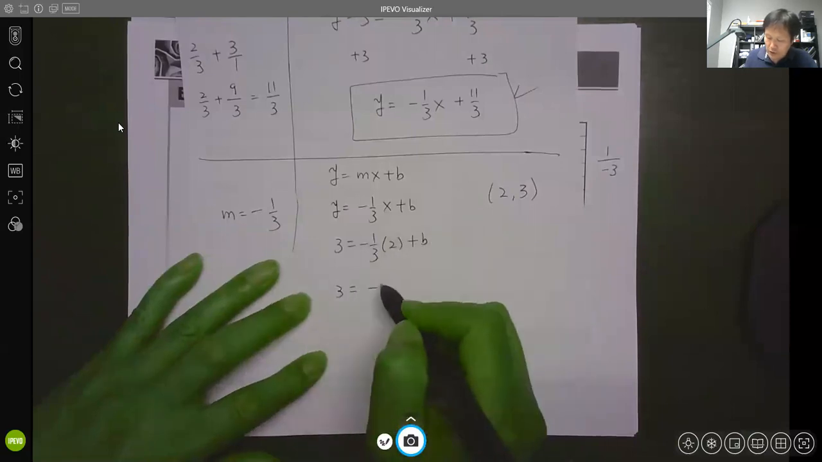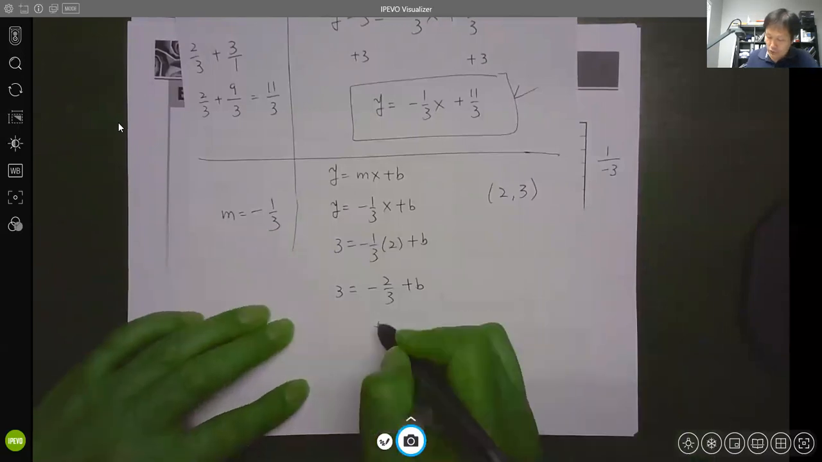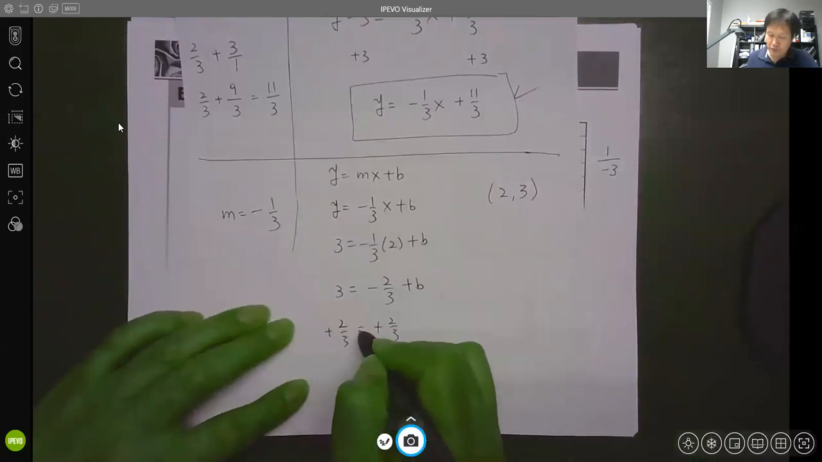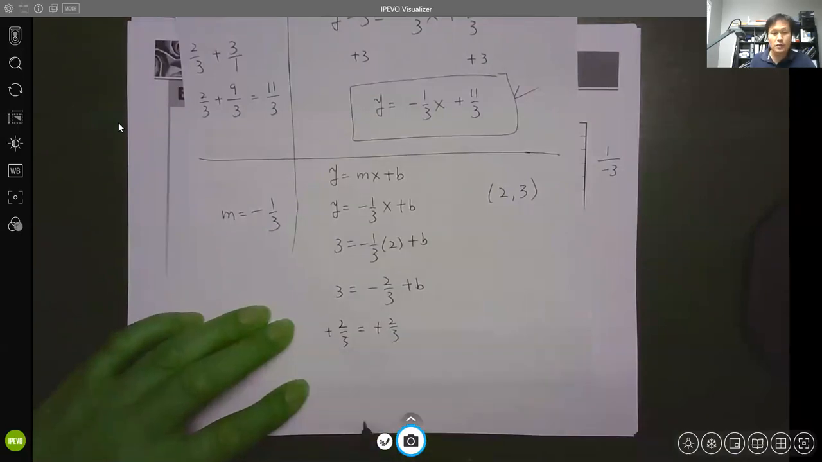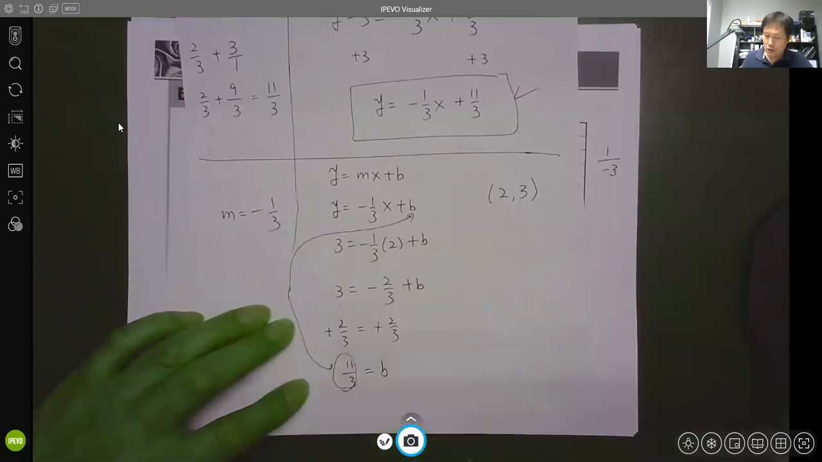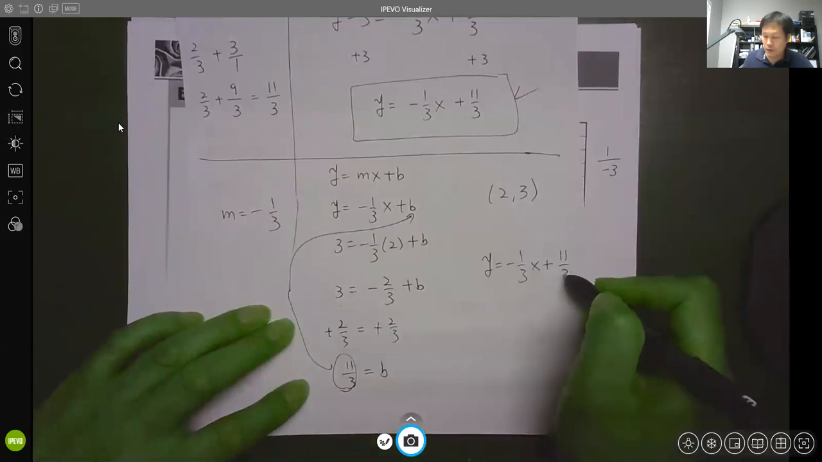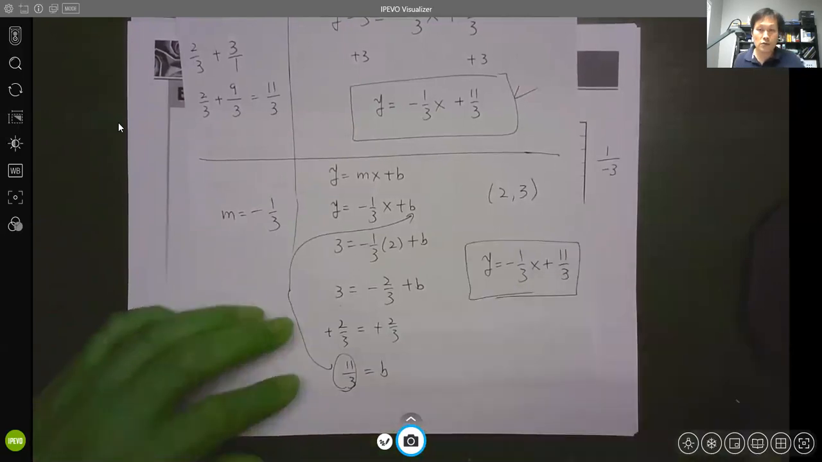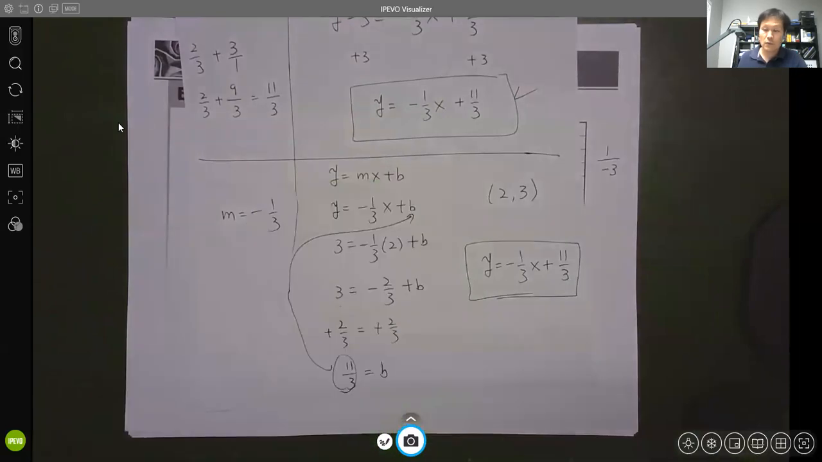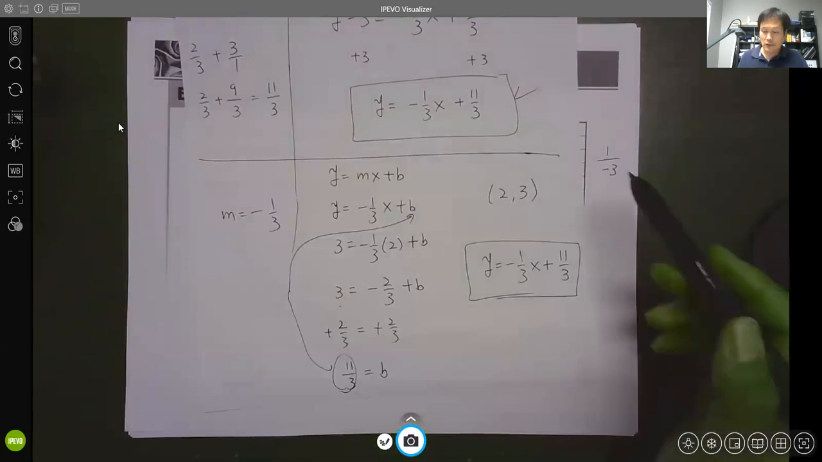So 3 equal to minus 2/3 plus b. Then solve for b. Plus 2/3 both sides. So 3 plus 2/3, we did that calculation over there. 11/3 equal to b. Then you update this value of b in the equation. So it should be y equal to minus 1/3 x plus 11/3. That's another way to get this answer. Which one is better? Well, it's up to your personal preference. Okay?